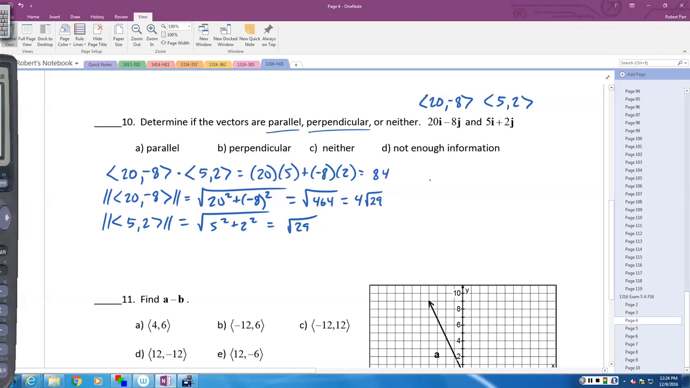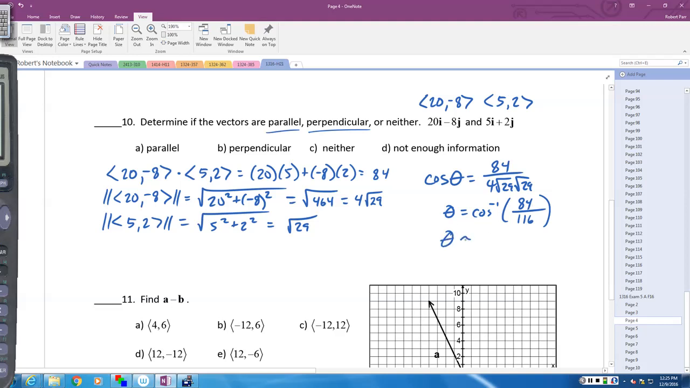However, we can find out exactly what it is by finding the cosine of the angle between them, theta. I forget if I use theta or alpha for y'all, so I've written it both ways. Cosine theta is 84 over 4 times the square root of 29 times the square root of 29. So theta is equal to inverse cosine of 84 over 4 times 29. Yeah, that's another way to do it.